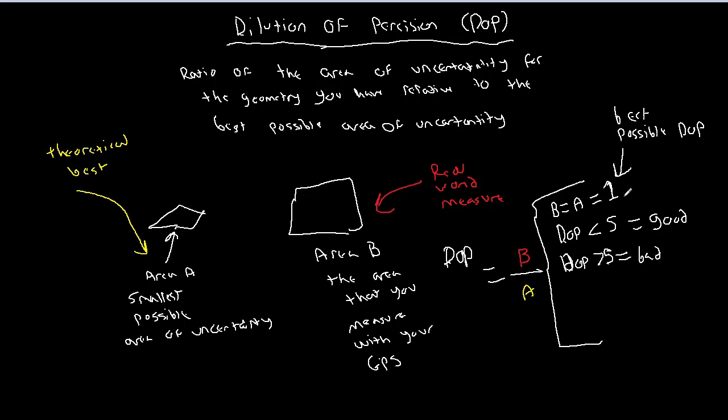This idea that dilution of precision is just a ratio of the area that we have due to the errors relative to the area that we could have if we change the viewing geometry a little bit.